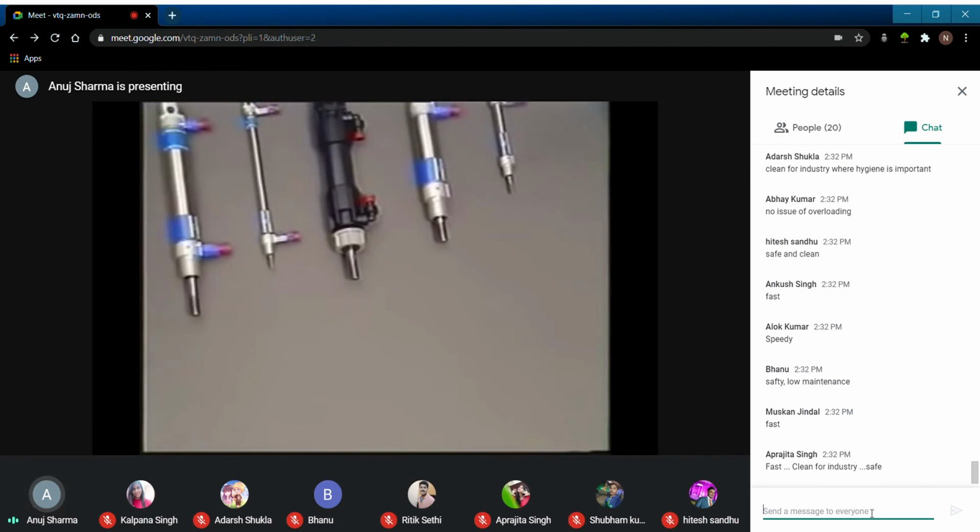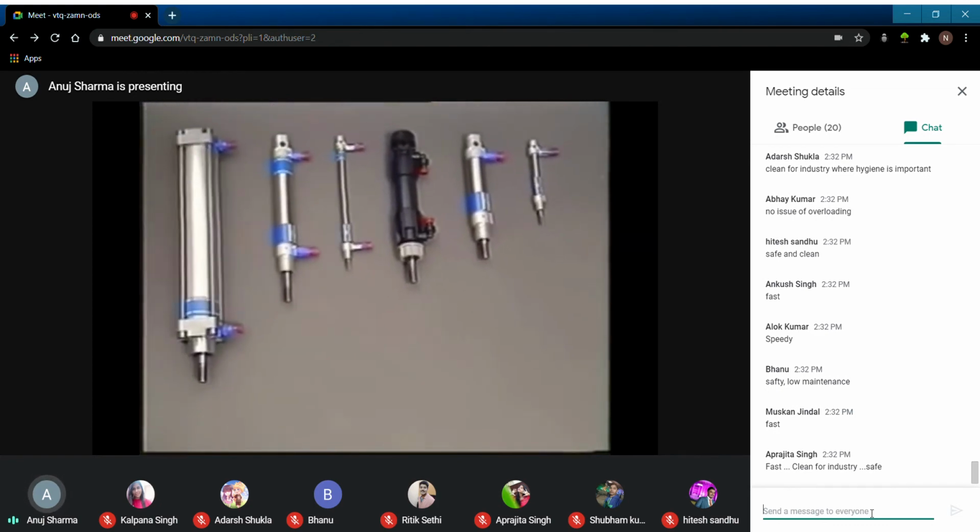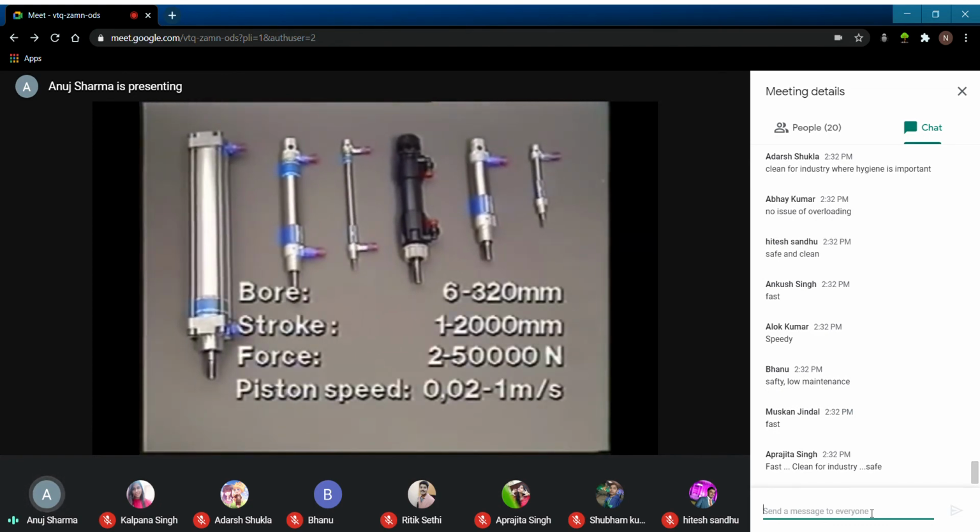Cylinders are available in a wide range of shapes and sizes, normally within the following specification ranges: bore 6 to 320 millimeters, stroke 1 millimeter to 2 meters, force 2 to 50,000 newtons, piston speed 0.02 to 1 meter per second. Now, let's examine how cylinders function.